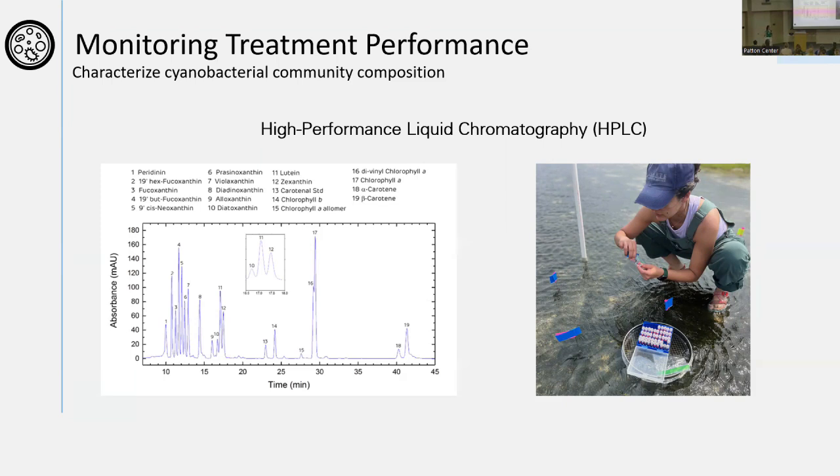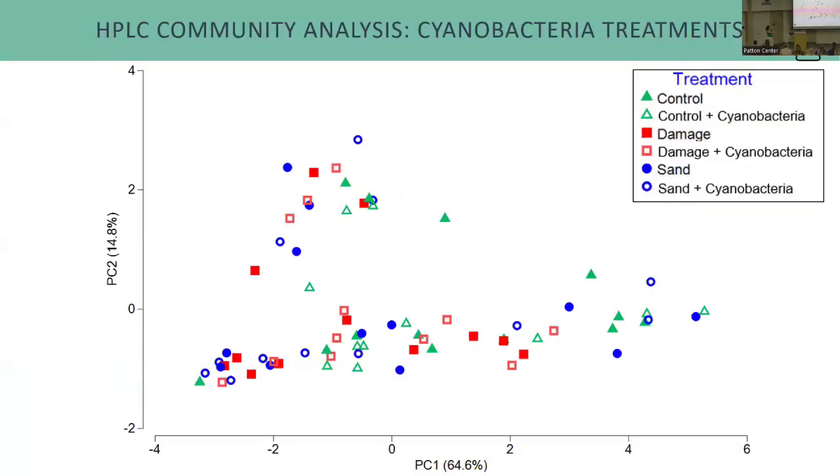So we can take a look at some of this HPLC data from the first 6 months of my experiment here in this principal component analysis plot. And the different colored points indicate those passive restoration treatments, and the open shapes show the plots that had been seeded with those cyanobacteria cultures. Essentially, we do not see an obvious difference in the community structure of the mat between our treatment types.